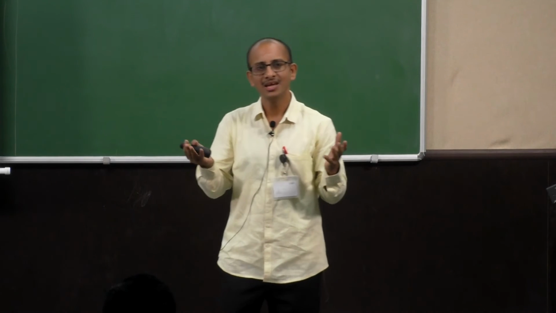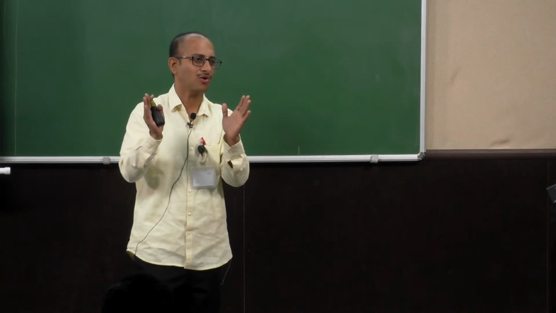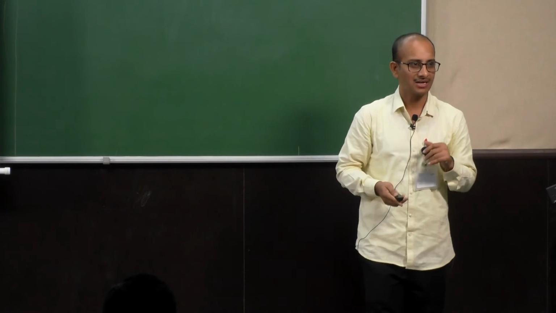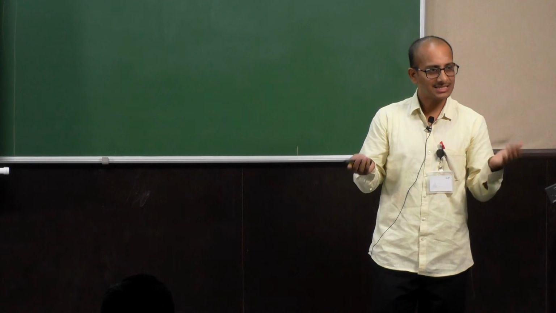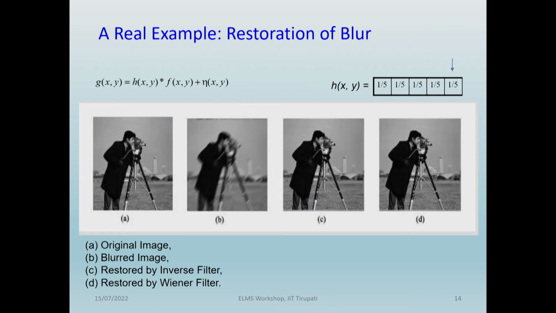Essentially if I want to identify any object, I need to design a filter that looks like that object somehow, that class of object. And then I perform convolution and get the result.